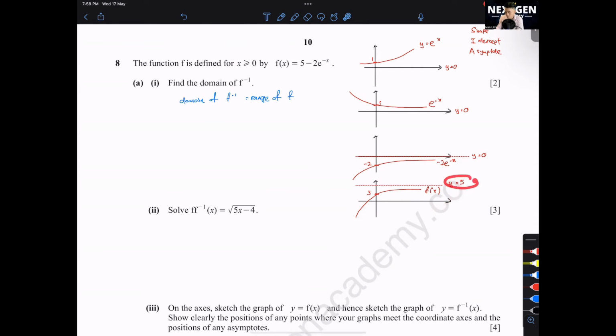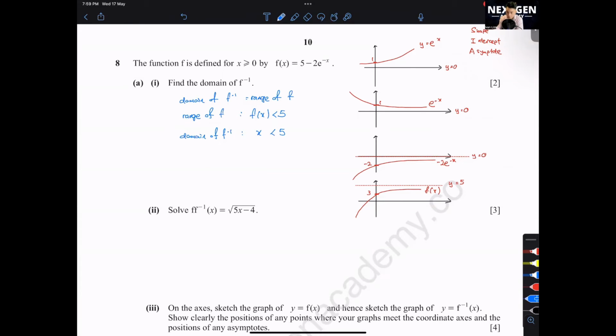Based on this graph, what will happen? My range is less than 5, right? The range of f(x), we write it as f only, is f(x) less than 5. If we understand the meaning of domain and range for f(x) and f inverse x, my range of f(x) will be the same value as the domain of f inverse. So my answer, domain of f inverse, is x less than 5. Is there a calculator way to find it? No, right? You have to understand all the theory of exponential and ln graphs. No calculator to do this.